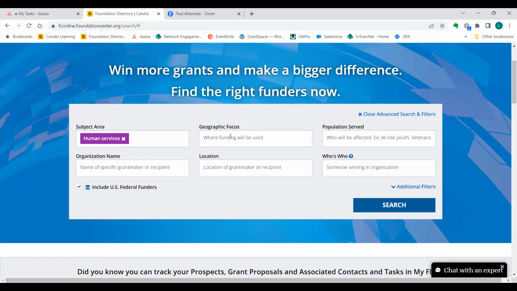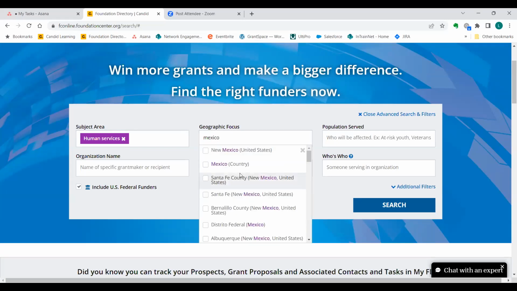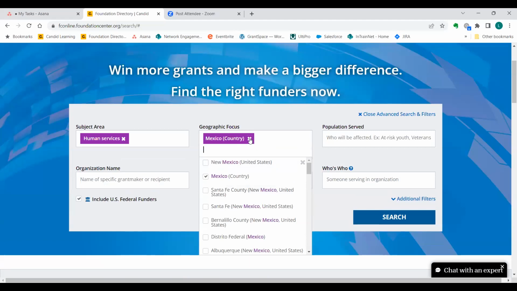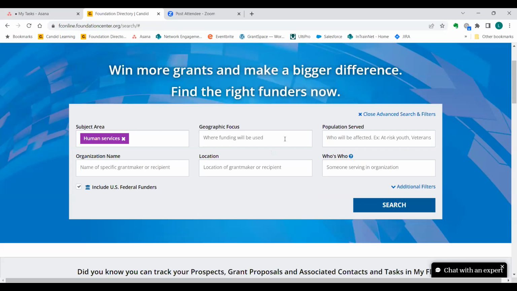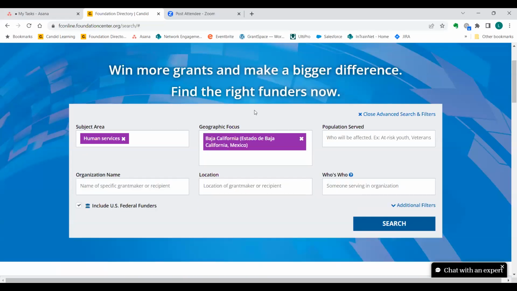Geographic focus, this is where the funding will be used. Okay, so this is important. You can be as broad as just saying Mexico. And you'll see that will pop up Mexico, the country. But if that is too broad, if you're getting too many results, you can narrow that down by going for the specific state. So let's say we do Baja California, that's in there. All of the Mexican states are in here, actually. If you just do a search for them, it will come up, Chiapas, Oaxaca, all of those are in there. So let's say we choose Baja California for this initial search.